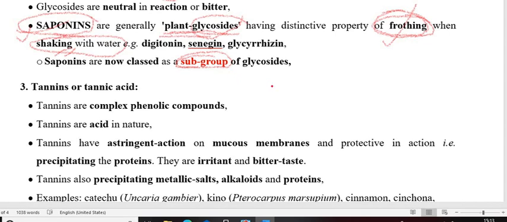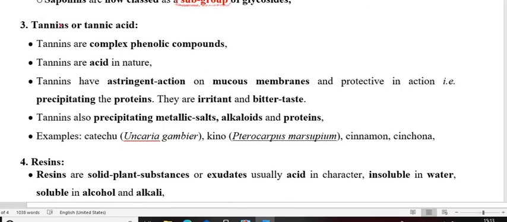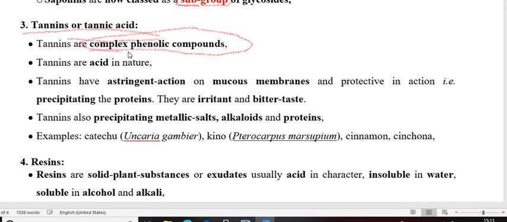Now we have to go through another drug component, which is also very important, that is tannin, or you can say tannic acid. What is the important property regarding tannin? Tannins are phenolic compounds, complex phenolic compounds. Because the name has acid in it, tannins are acidic in nature.